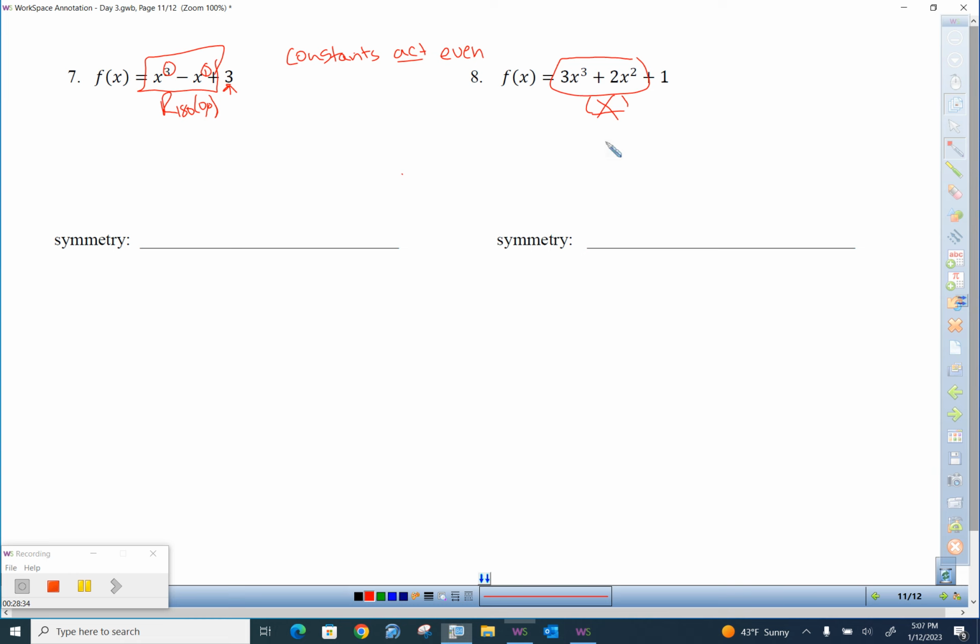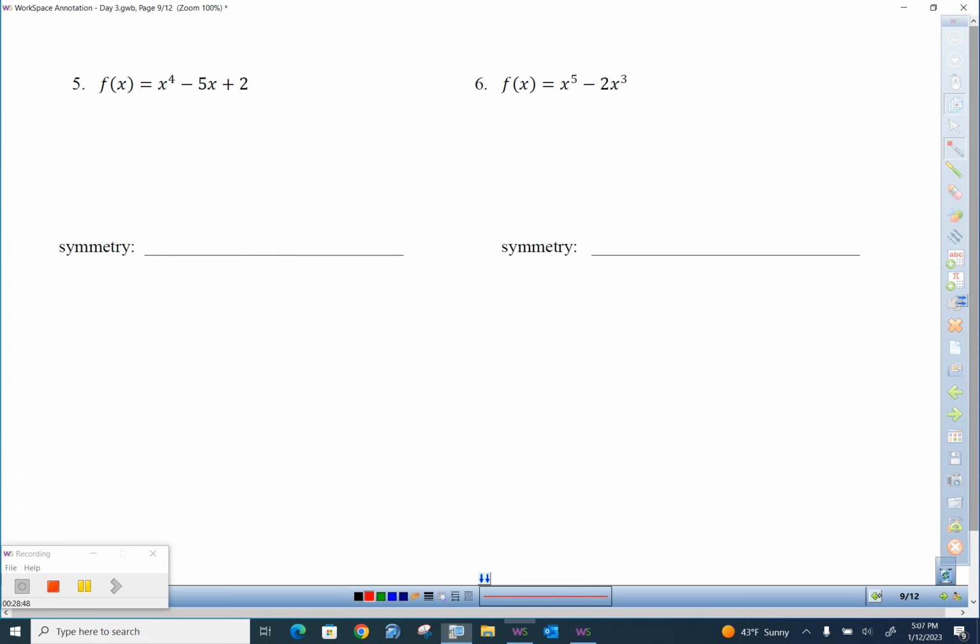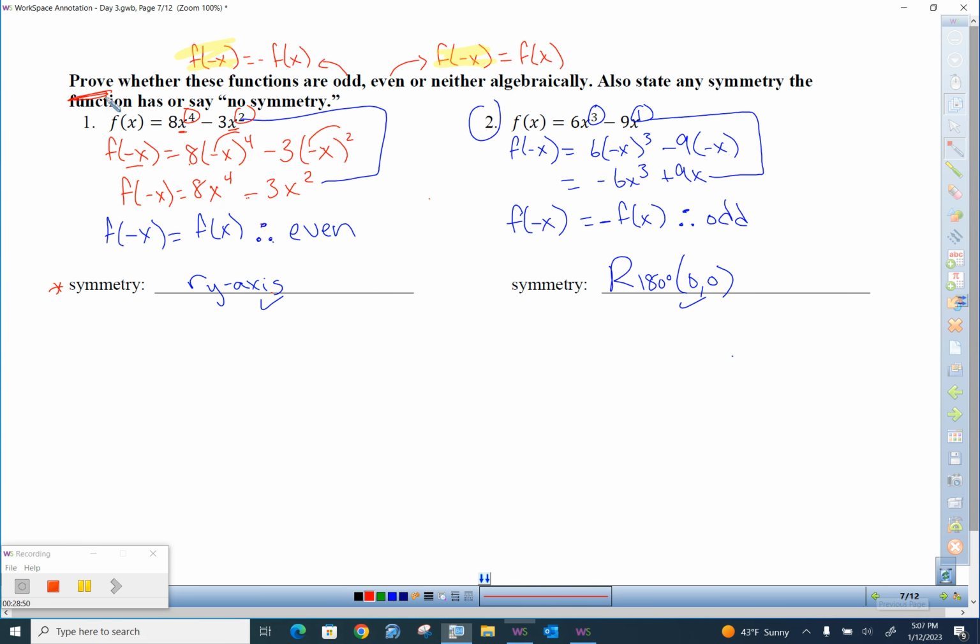Okay? You are welcome on your homework to look ahead and see whether based on your powers you would have an odd, an even, or a neither function. But your instructions are going to say prove algebraically, and when it says prove, you have to show all the work. So I will not accept just seeing those pieces. I have to have all those parts that we did together to complete the proof.